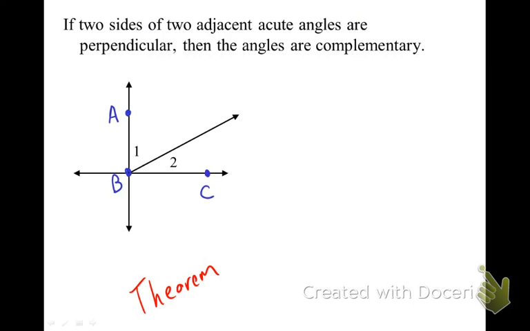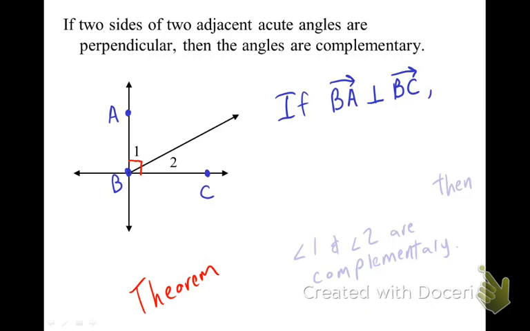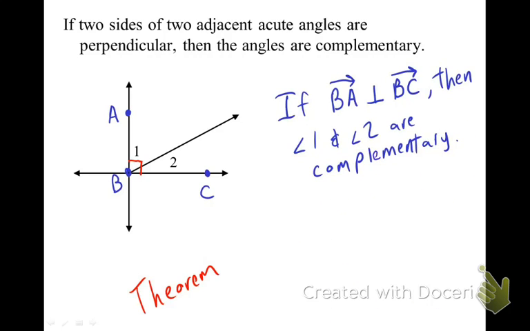If you have two sides of adjacent acute angles that are perpendicular, then the angles are complementary. So we're talking about this vertical line, AB, and this horizontal line, BC, and they're perpendicular. If they're perpendicular and you break up that angle ABC into two parts, then those two angles are going to be complementary. Why is that? Well, because they add up to 90. Perpendicular lines form 90-degree angles.